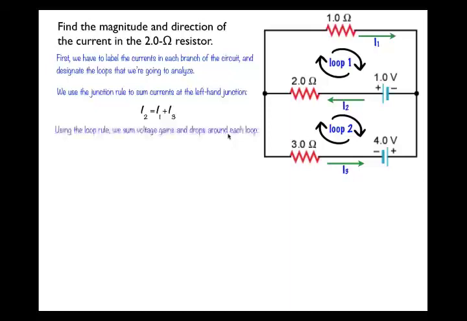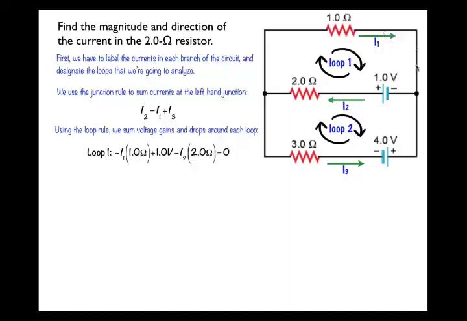And I'm going to use the loop rule to sum the voltage gains and drops around each loop. So if I do the top loop, and I start here at this junction, the first thing I will encounter is the 1 ohm resistor. I will be going with current I1 through the 1 ohm resistor, so that would be a drop in electric potential of I1 times 1 ohm.